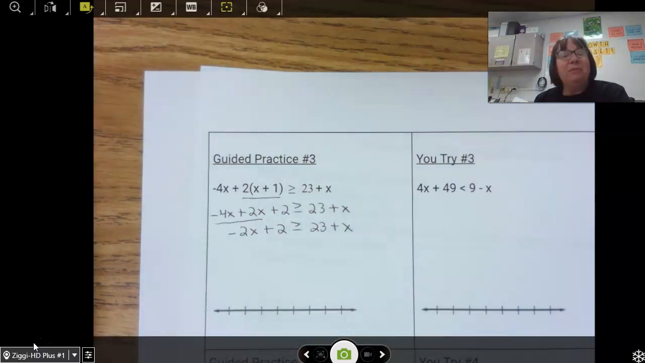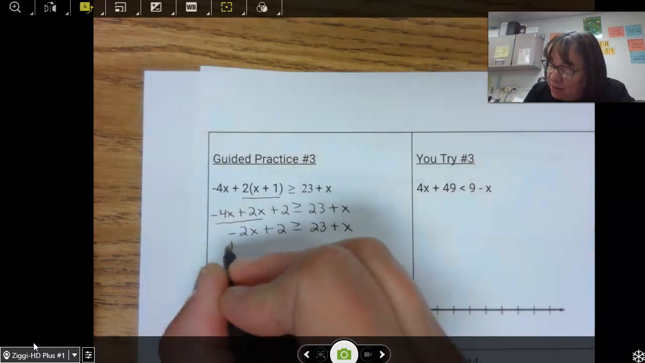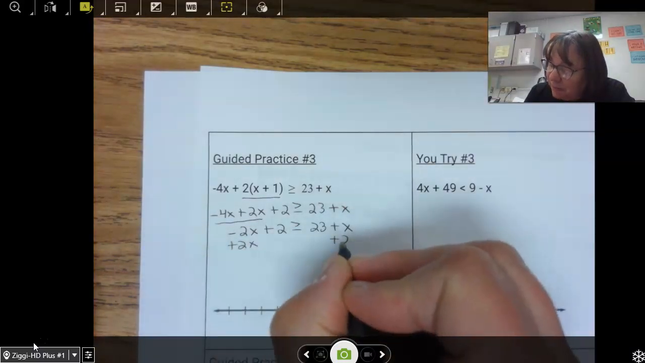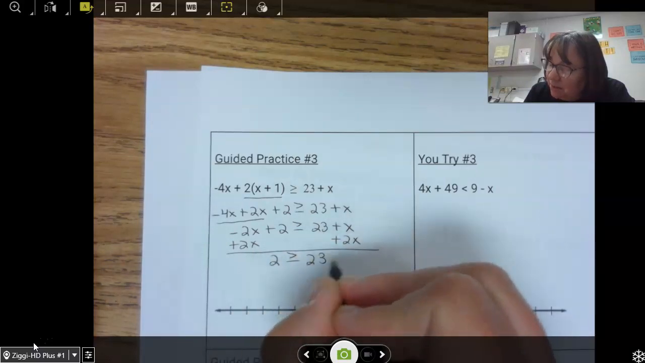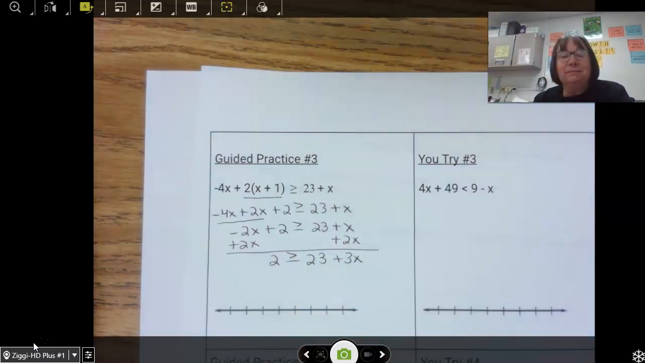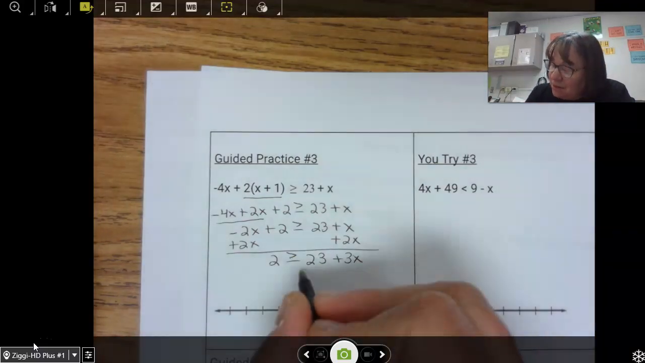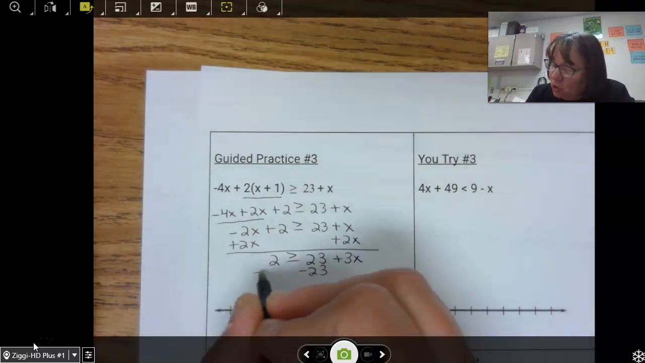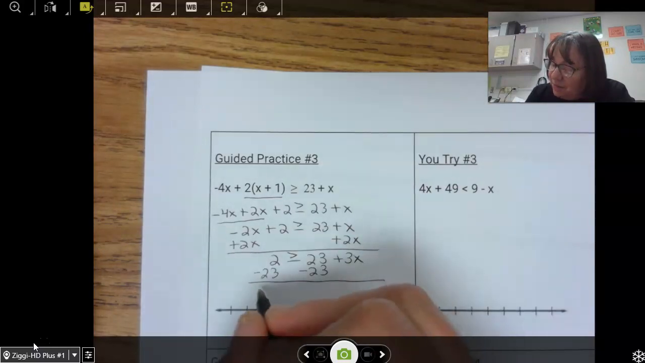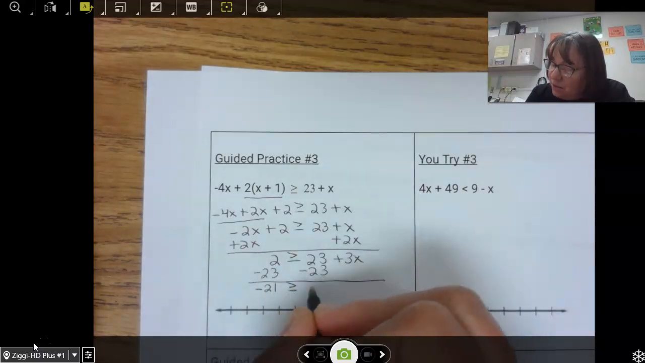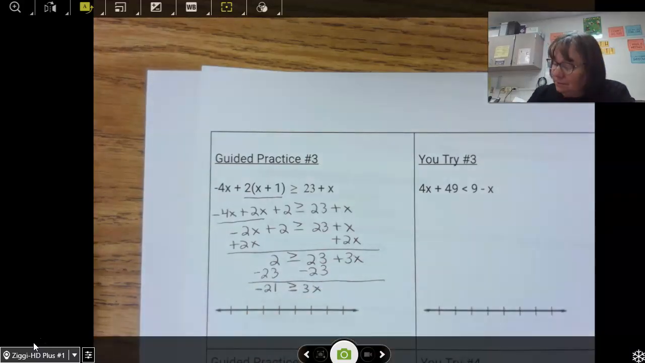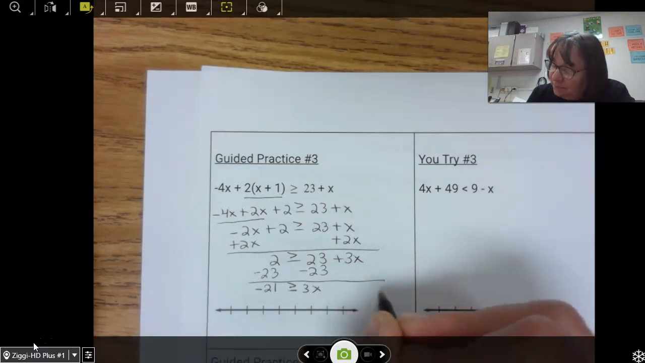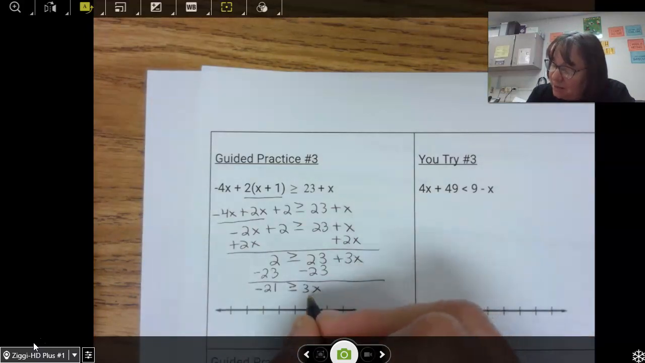Now I see that I have variables on both sides, so I'm going to want to eliminate that. Let's add 2x to both sides. And I have 2 is greater than or equal to 23 plus 3x. Now we would subtract our 23 and put the numbers on the same side, and we get -21 is greater than or equal to 3x. We'll divide by 3. Boy, we didn't have enough room in this box.